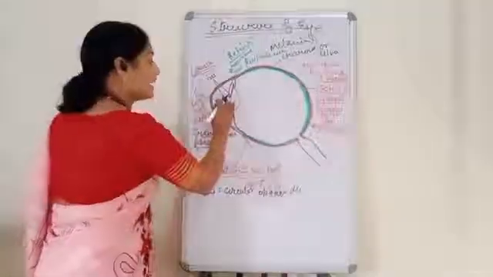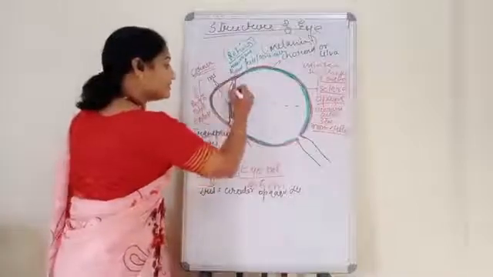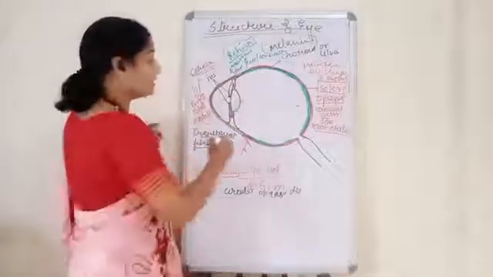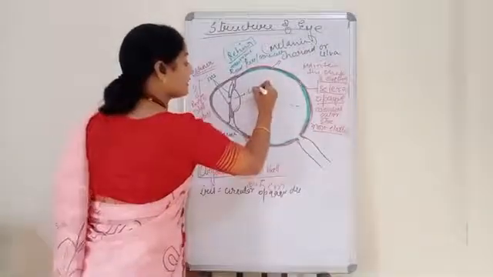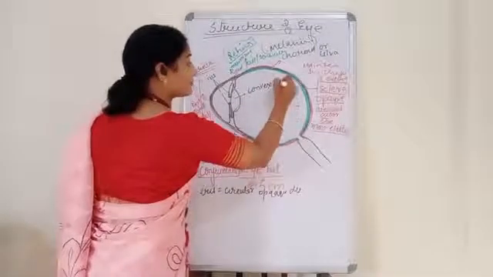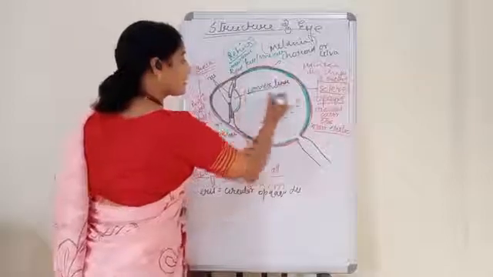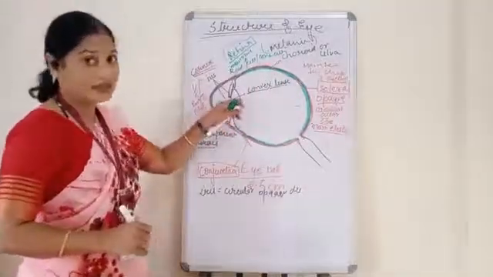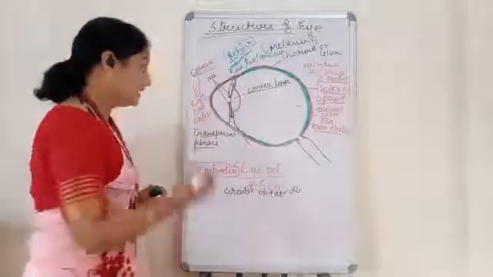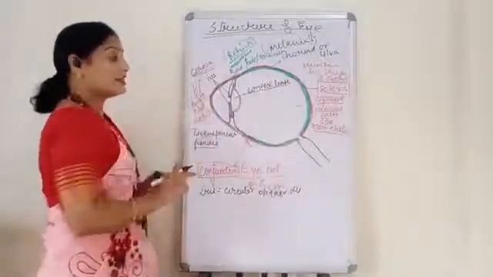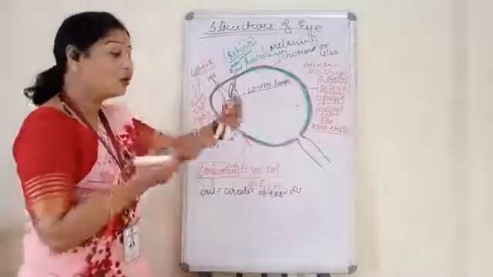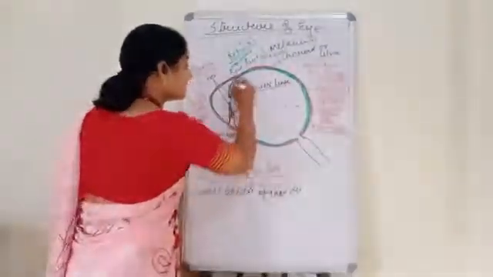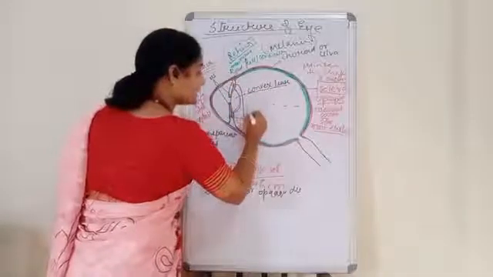Now, after this iris, we will find one lens, and this is your convex lens. So we can find the convex lens inside the eye. Now, this lens is held together with the help of muscles, and these muscles are called ciliary muscle.